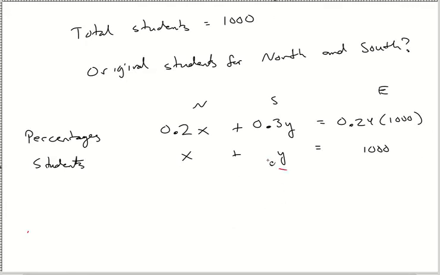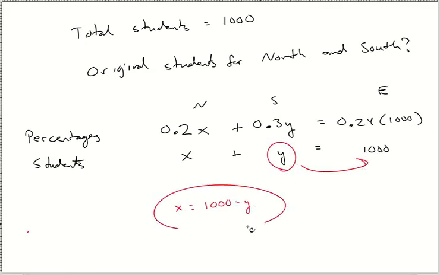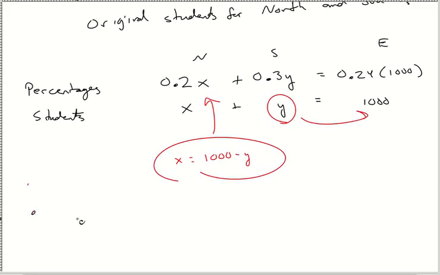So I'm going to move this over, and so X is equal to 1,000 minus Y, and then I could take that and plug it in. And so then I got 0.2 times 1,000 minus Y plus 0.3Y is equal to, I guess that would just be what, 240? I'm just going to verify. I'm not very good with decimals all the time. Okay, we're good.